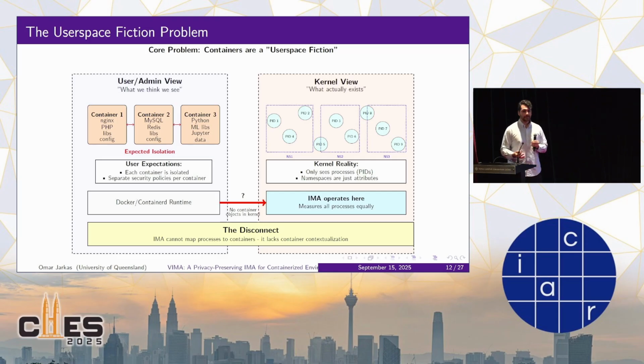So basically, the root problem that we found when we were investigating is a concept called user space fiction. User space fictions are containers. From the kernel perspective, containers do not exist. Containers are just made up in user space. They are just processes or collections of processes gathered by namespaces. So there's no one container object that exists in the kernel that you can track and verify.